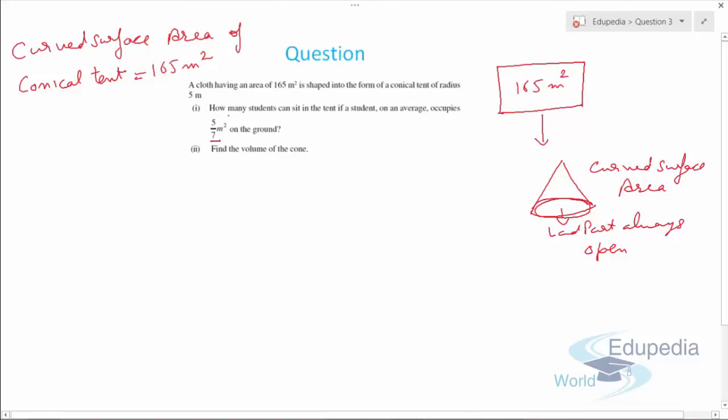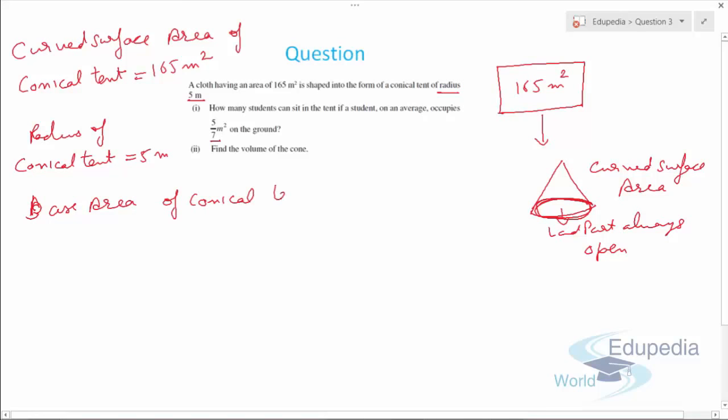So the first part is how many students can sit in the conical tent if a student on average occupies this much area on the ground. This means the students are sitting in the circular part, so we need to find the area of the circle. It's given that the radius of the conical tent is 5 meters. So the base area of the conical tent is pi r square.